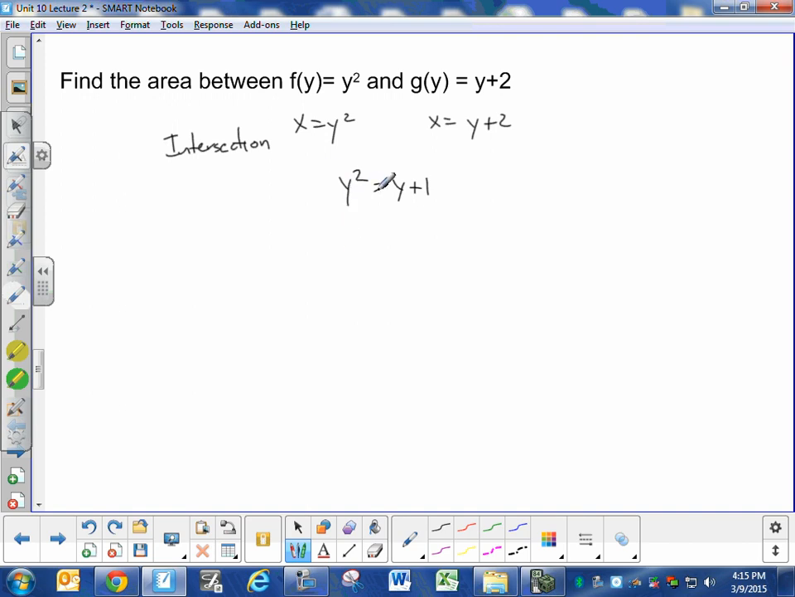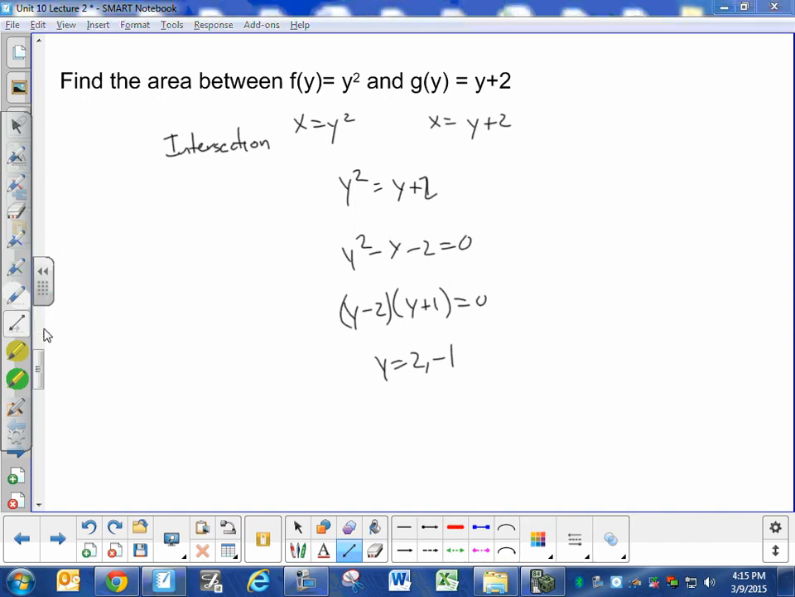So I get y squared equals y plus 2, y squared minus y minus 2 equals 0. I can factor, I get y minus 2 times y plus 1 equals 0. Y is equal to 2 and negative 1.